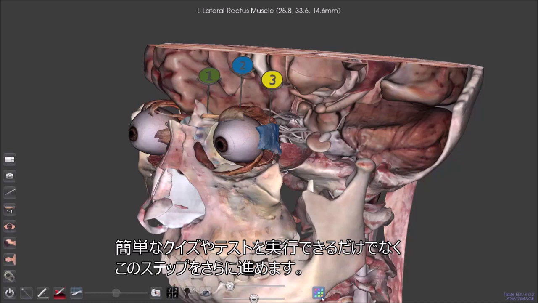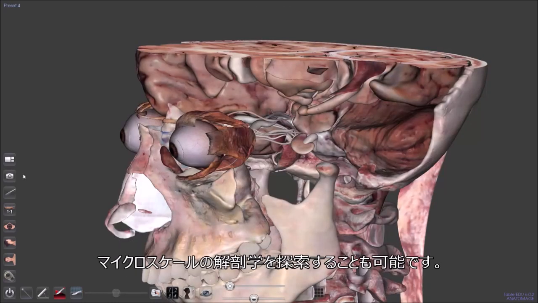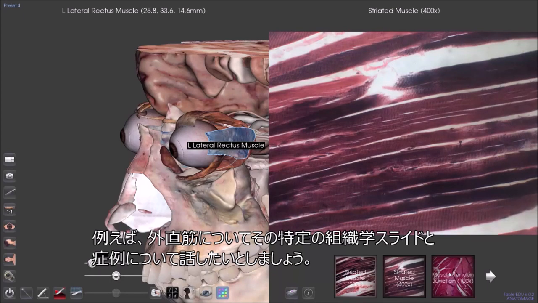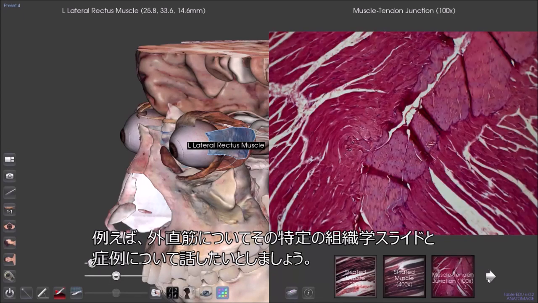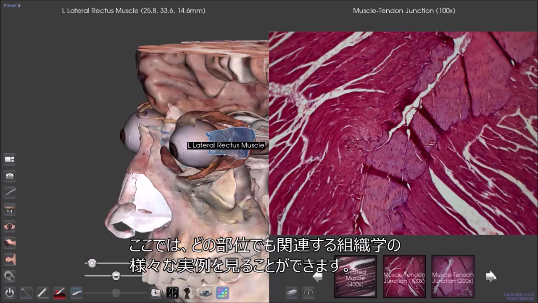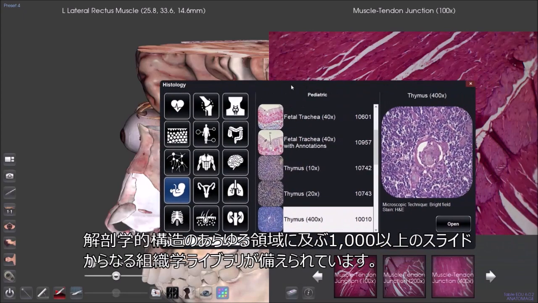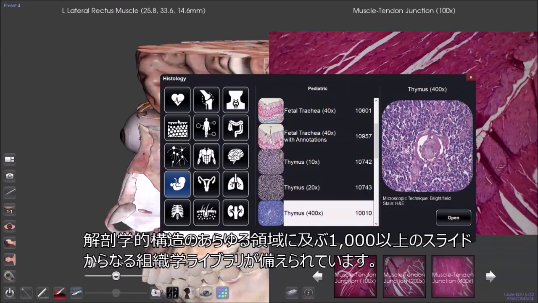Now, we can take this a step further. Beyond just being able to do simple quizzes, simple testing, we can also start to explore anatomy on a micro scale. Let's say I wanted to talk about the lateral rectus and talk about the specific histology slides and cases that go into this, I can start to pull in different pieces of histology that relate to any part of these cadavers. We have a histology library in our table that consists of over 1,000 histology slides ranging for every region of the cadaver's anatomy.